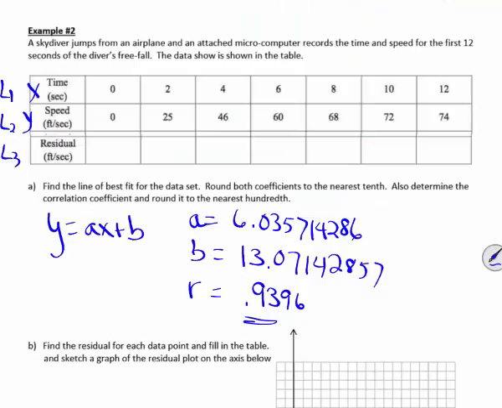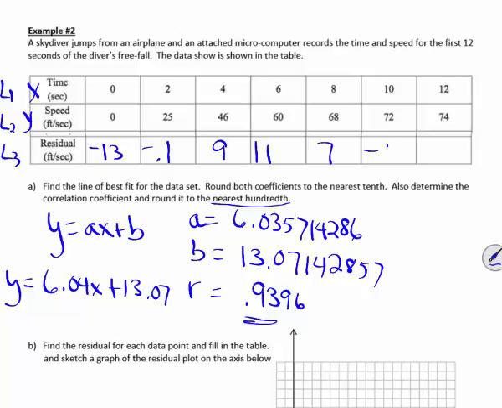So let's see what the residuals tell us. When I write the equation, again, they wanted it rounded to the nearest hundredth: 6.04x plus 13.07. Then I went in and did the residuals. We'll talk about how to do that on the calculator. They gave me, again, I rounded to the nearest 1 except for this value because it was only a decimal. 9, 11, 7, negative 1, negative 12.